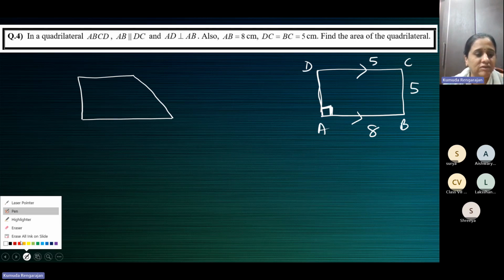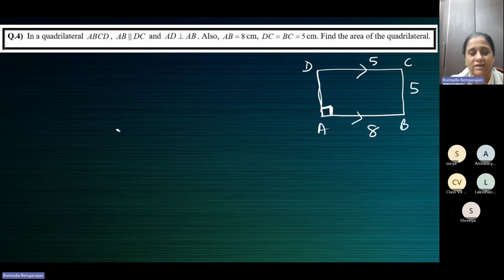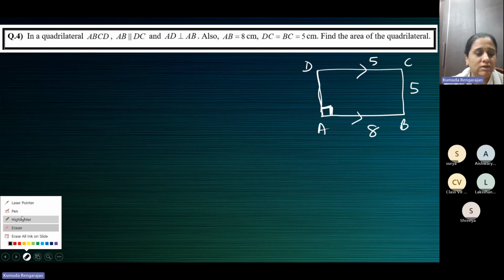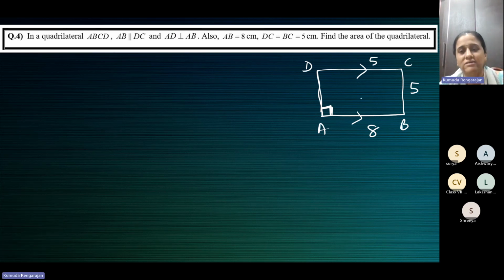See, first, I simply drew a rectangle. You can even draw a square, whatever. And mark the details given in the question. Now, with the help of this figure, you can draw the actual rough figure. This one is a rough figure for the rough figure. Because the real figure you can get only by actually constructing. So what we are going to do is a rough figure.